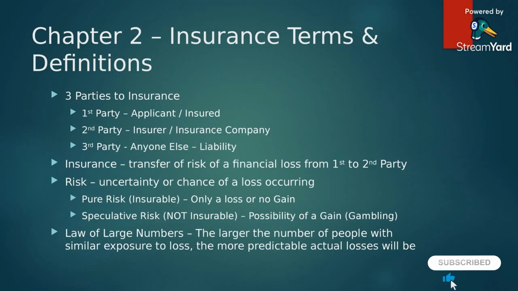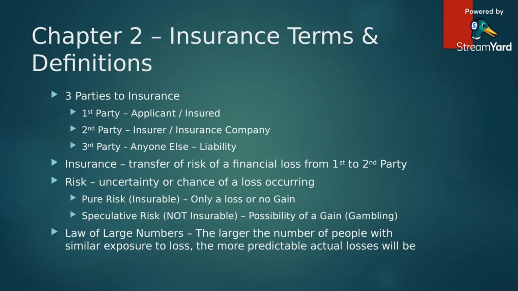Insurance is defined as the transfer of risk of a financial loss from the first party to the second party. Risk is defined as the uncertainty or chance of a loss occurring. There are two types of risk, insurable and non-insurable. The insurable type is pure risk. In this case, you can only have the chance of a loss or no loss happening. Speculative risk, which is tantamount to gambling, has a possibility of a gain, and because of this, speculative risk is generally not insurable.